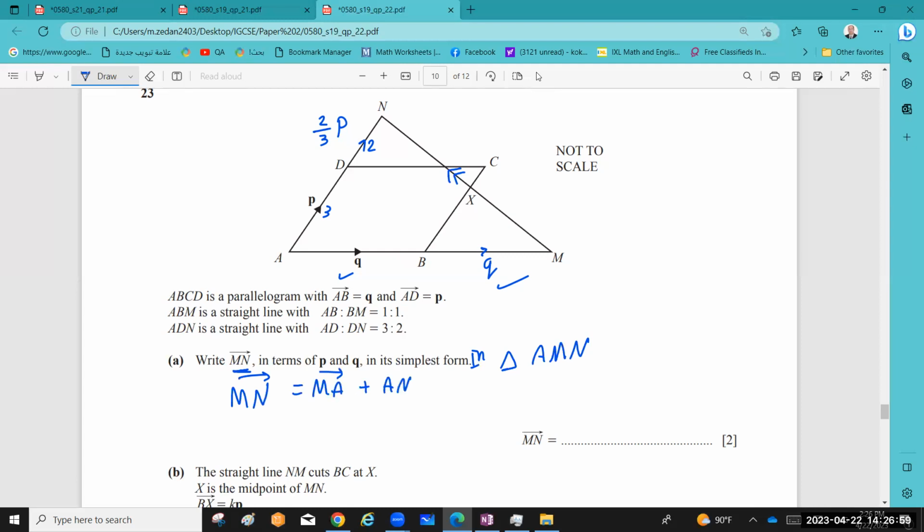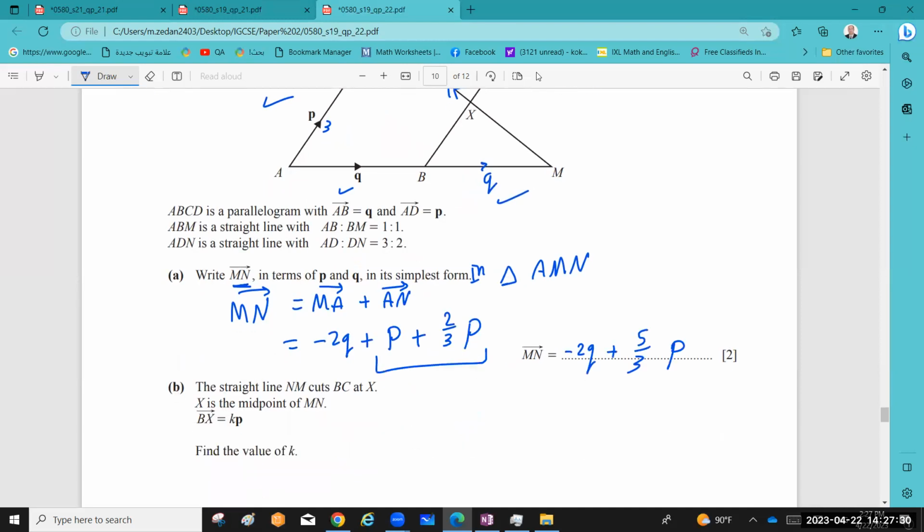So MA is the opposite direction of 2Q, negative 2Q, plus AN, as you see, is vector P, which is AD, plus 2/3 of vector P. So the sum is negative 2Q plus 5/3 P, by adding P and 2/3 P. That's it. Quite easy.